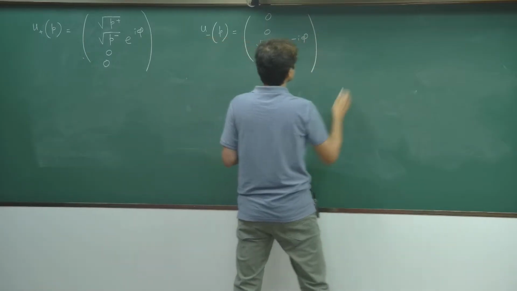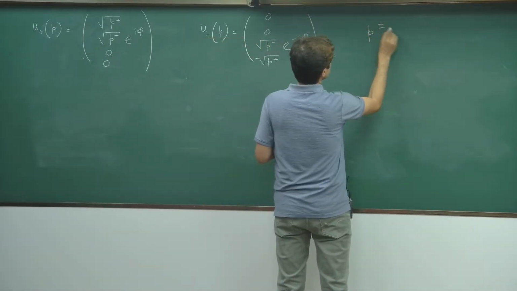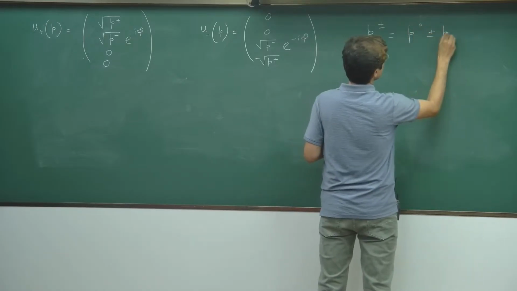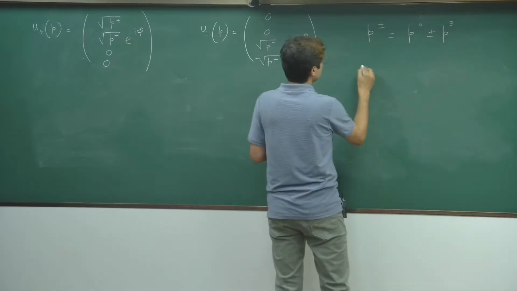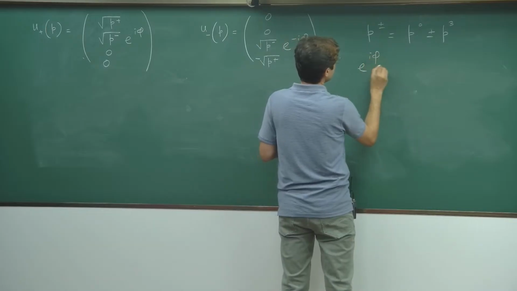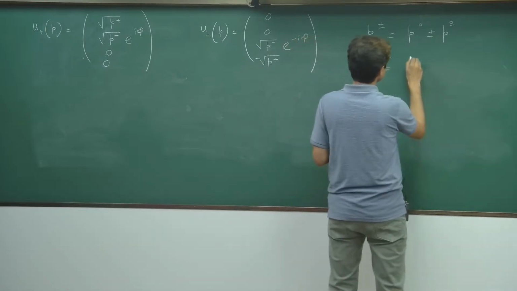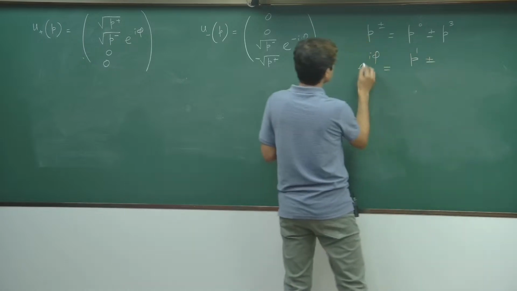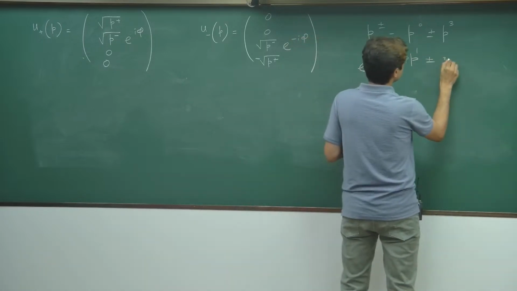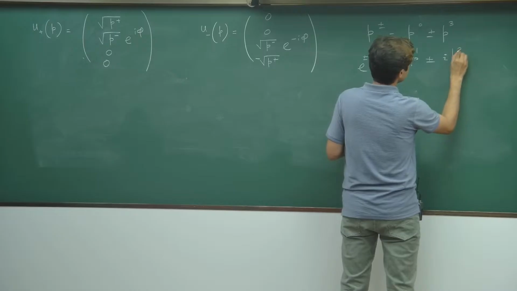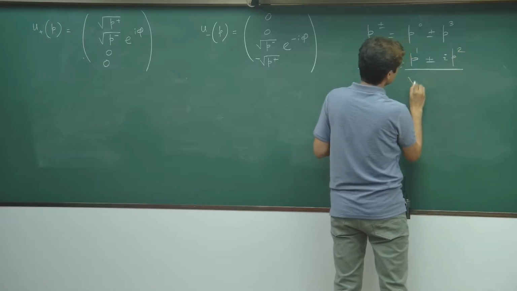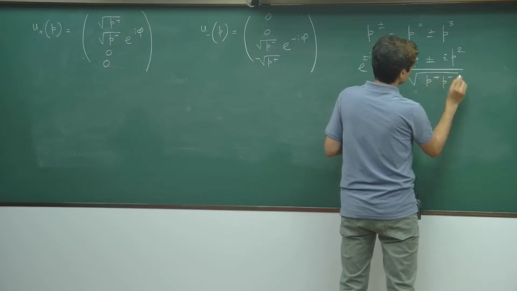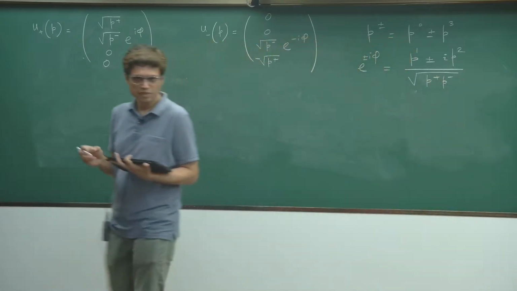Okay, where this p plus minus is basically p0 plus minus p3, and e power i phi is equal to p1 plus minus i p2 divided by root over p plus p minus. Okay.